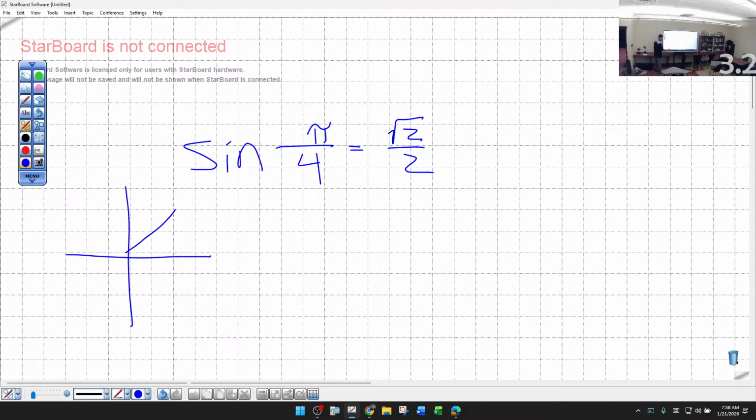Pi over 4. If you have to draw it, draw it. Pi over 4 right there. That's square root of 2 over 2. And if I put 17 pi over 4, it's square root of 2 over 2. You just got to figure out if it's positive or negative. 1, 2, 3, 4, 5, 6, 7, 8, 9, 10, 11, 12, 13, 14, 15, 16, 17. Same thing, same angle. So it's square root of 2 over 2. Good enough for that?